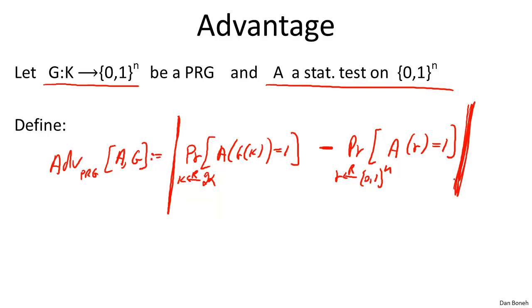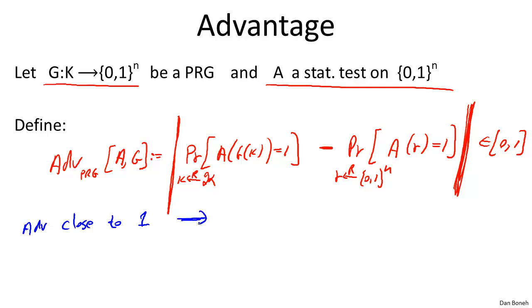Now you realize because these are differences of probabilities, this advantage is always going to lie in the interval [0, 1]. So let's think a little bit about what this advantage actually means. So first of all, if the advantage happens to be close to 1, well, what does that mean?